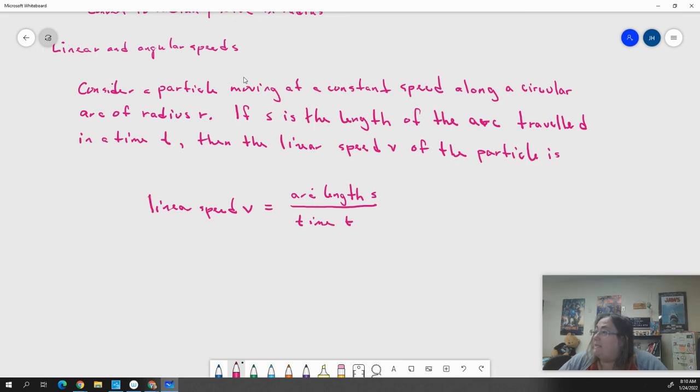Right? So what are we saying? We're saying that v, our linear speed, equals our arc length, s, over time. So if we're given any two pieces of this, we can find the third piece. If we're given the arc length and time, we can definitely find the linear speed. If we're given the linear speed and the arc length, we can find time. If we're given the linear speed and time, we can find the arc length.